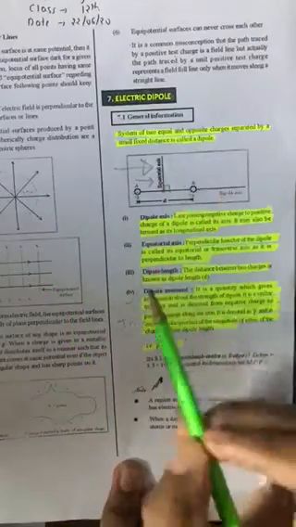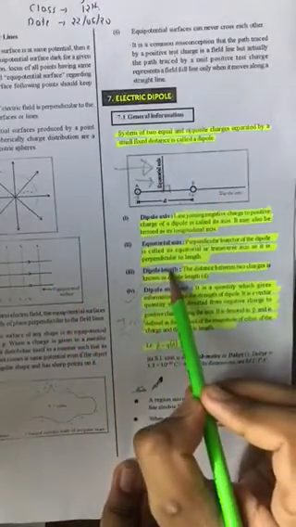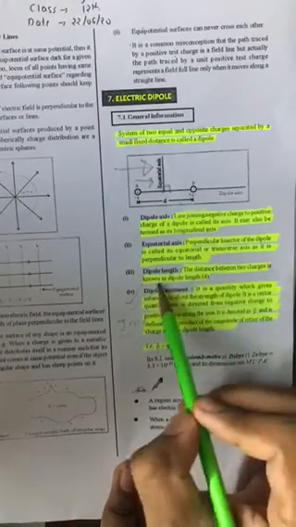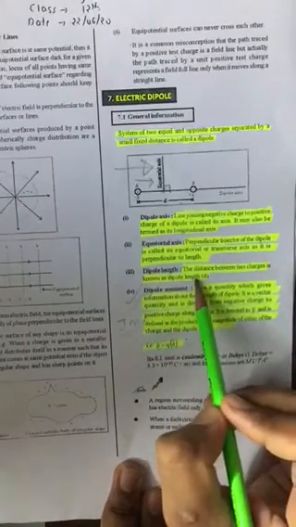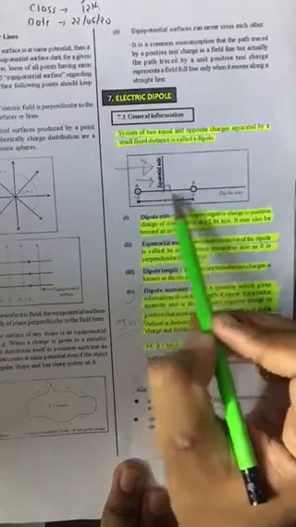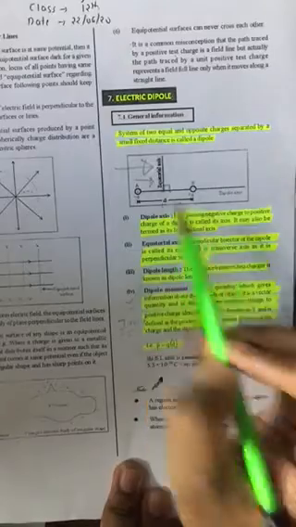Third, dipole length. The distance between the two charges is known as dipole length. Means the distance between the charges is d, so here the dipole length is d, small d.